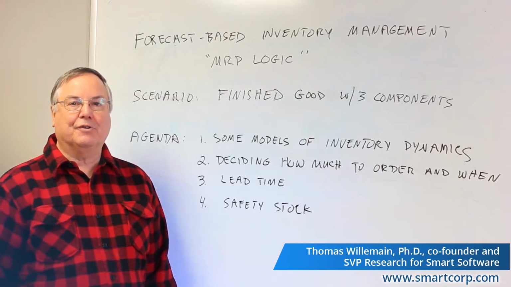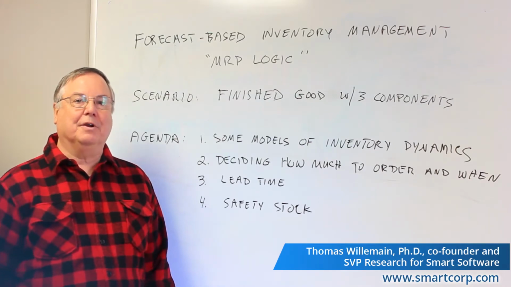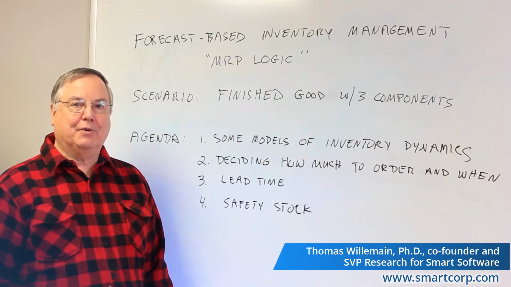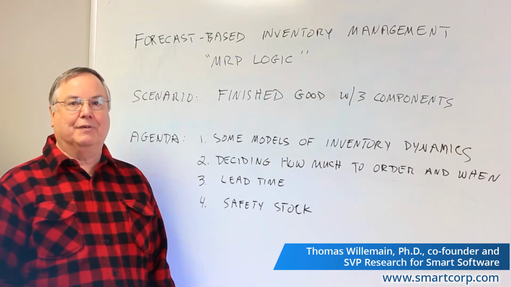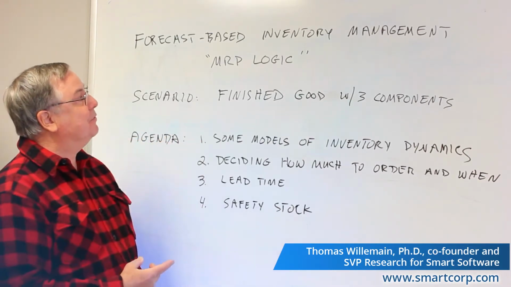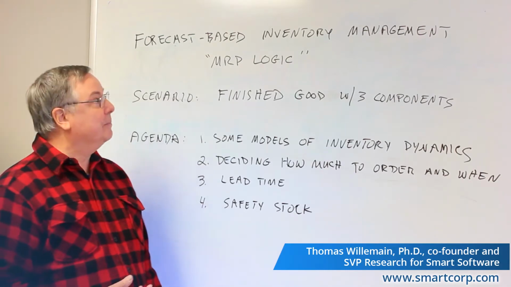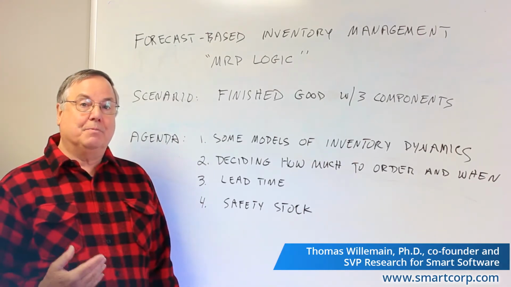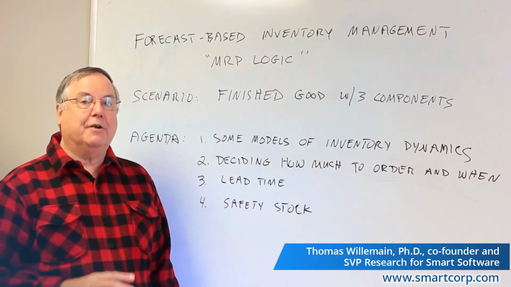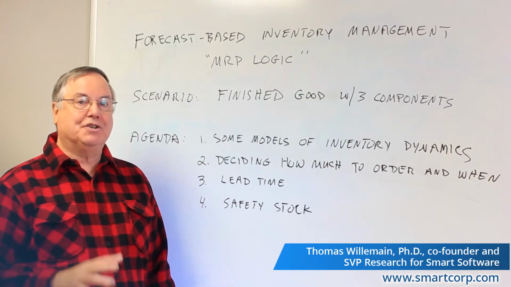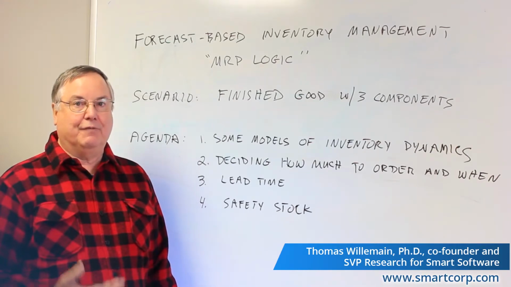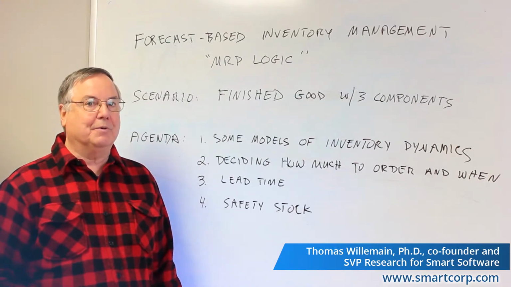So today we're going to talk about the fourth of the major approaches to managing inventory. And we're changing the focus from the previous three, which were quite reactive. And this fourth, which is called forecast-based inventory management, is also known as MRP logic. This is a more forward planning type of methodology. And the scenario we're going to look at is managing a finished good, which is assembled from three components. A fairly simple but standard kind of situation.